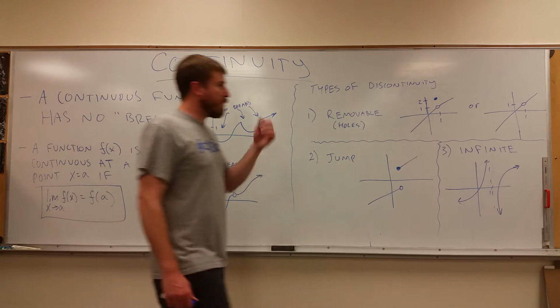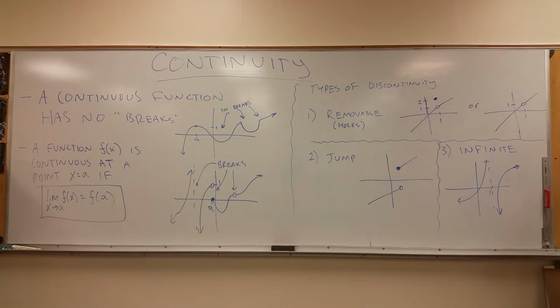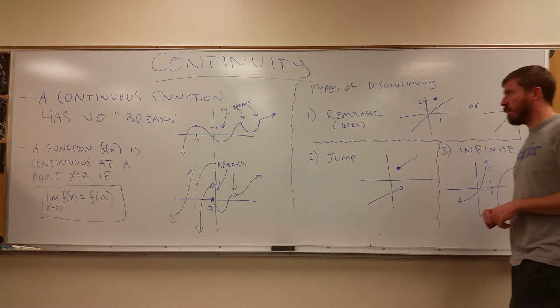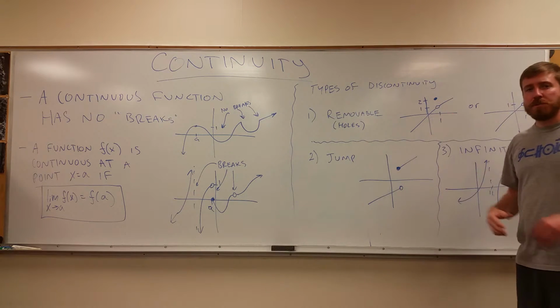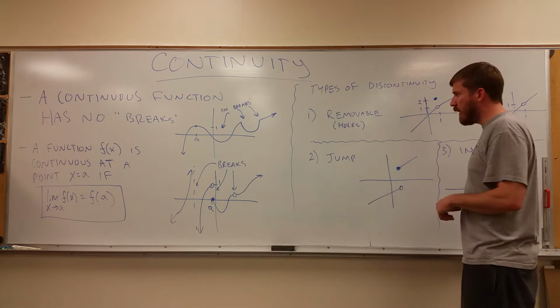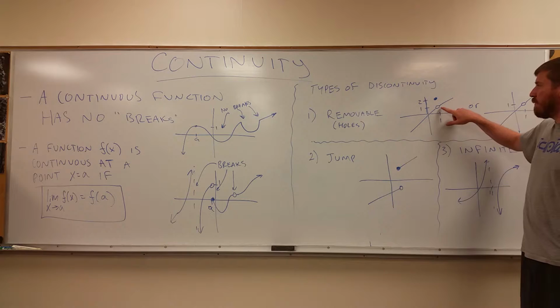So let's look at the three main types of discontinuity that we're going to talk about in this class. There's another one called an oscillating discontinuity, which if you want to know about that, just ask me and I'll tell you about it. So the first one are called removable discontinuities. We also referred to these in previous videos as holes. So this is where you just have a little hole in the function right here.